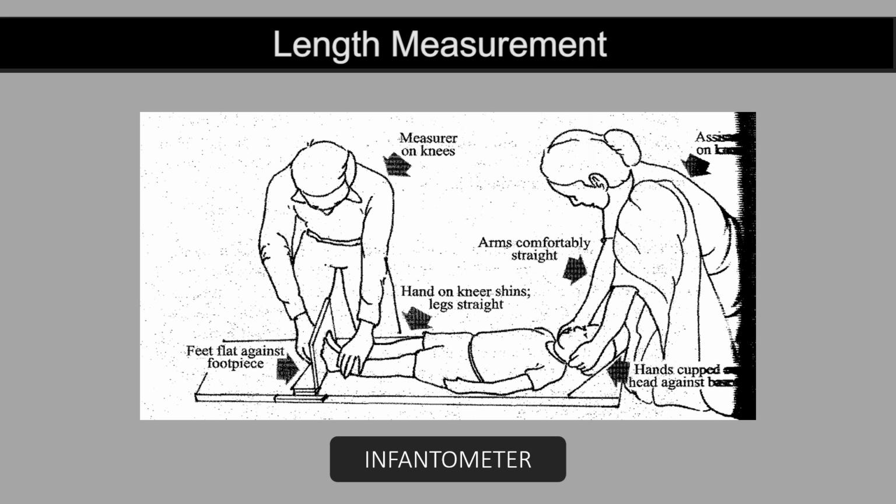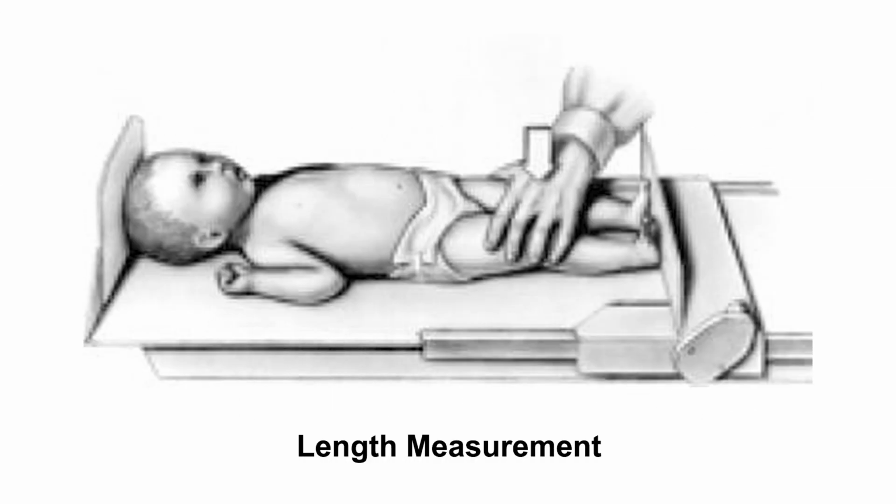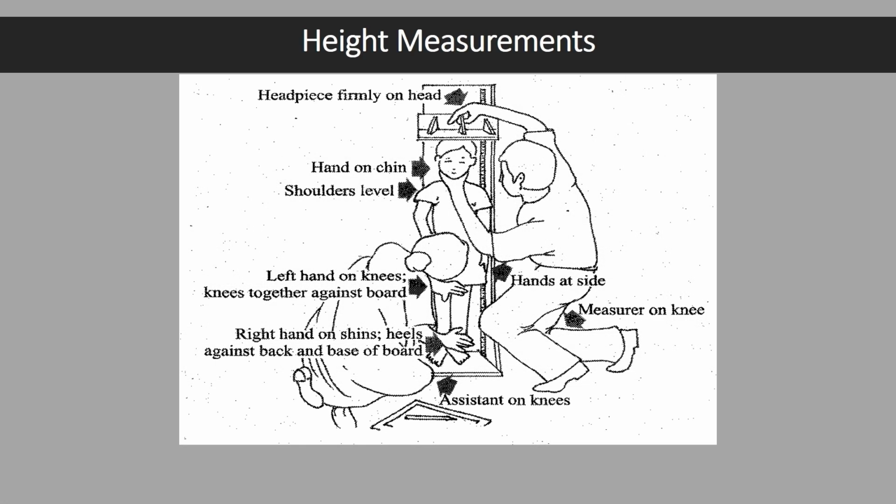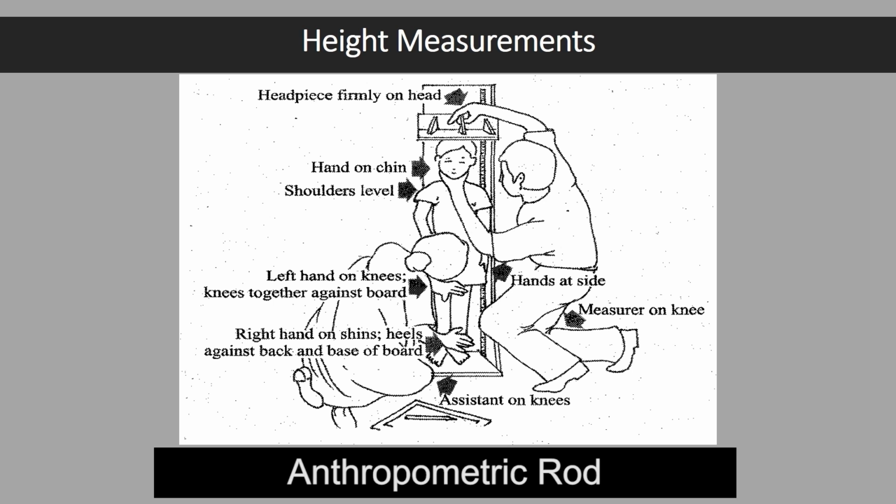In fact, we measure length in case of children under 2 years of age. So we use an instrument called an infantometer, and we measure the crown-heel length. The child is made to lie on that infantometer, and from the crown till the heel, the length is measured. But we measure the height for individuals 2 years and above. You can use a portable anthropometric rod or a simple measuring tape against the wall. The child, or an individual, may be made to stand, and we can measure the height.